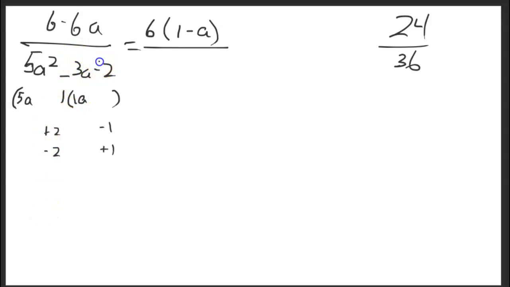Now, since this sign is negative, it tells me that the signs in the binomial are opposite. I looked at this sign here, and it tells me that the largest number gets the negative sign, right? But I have to be careful because there's a 5 that I am using to multiply.